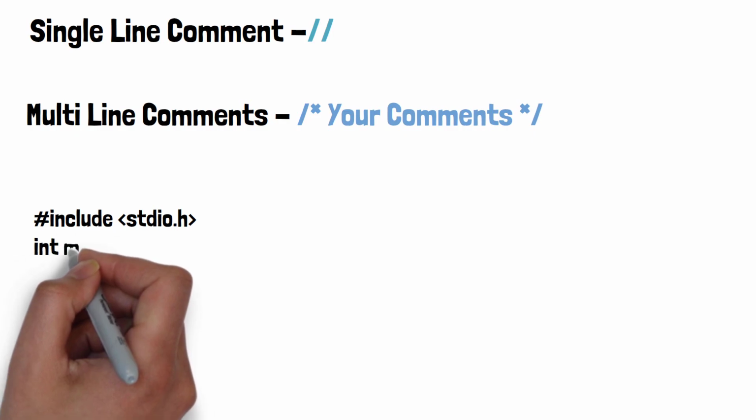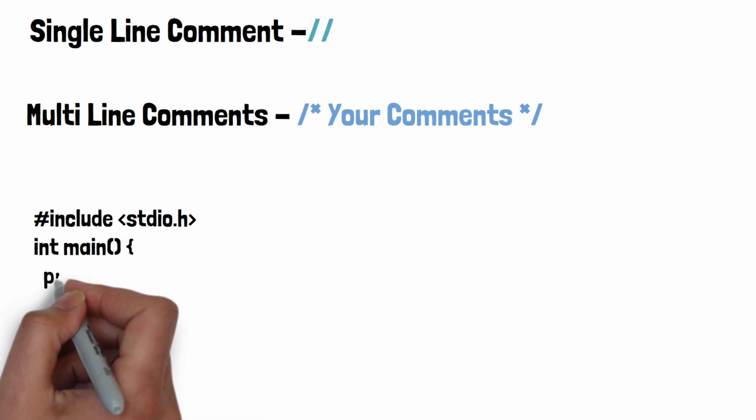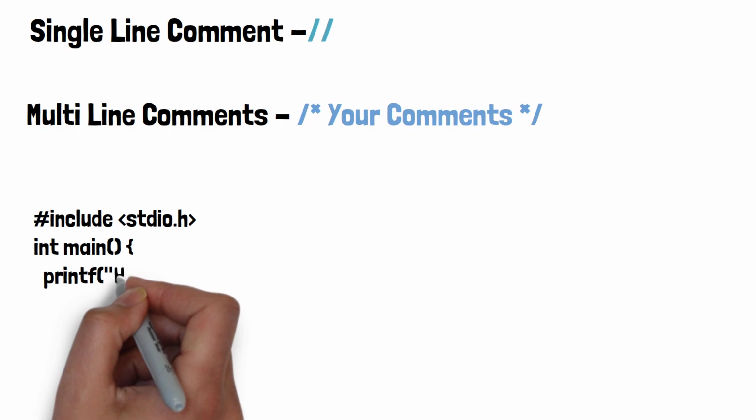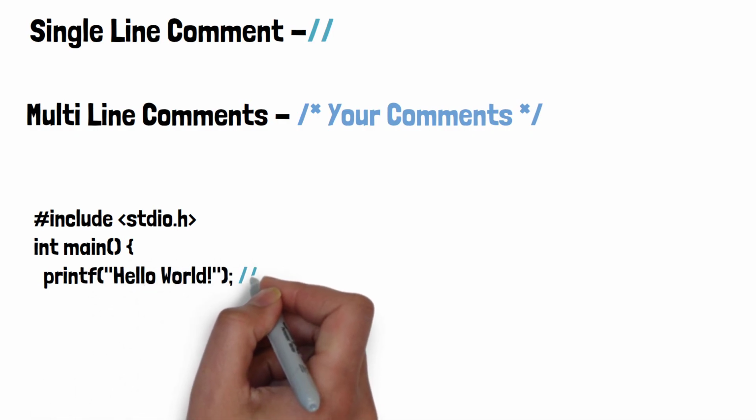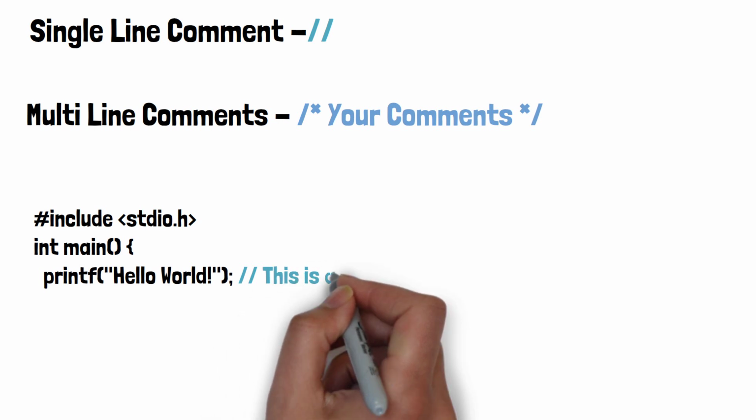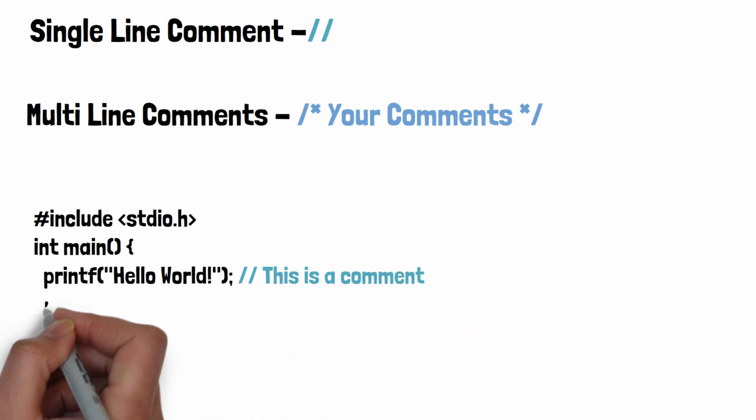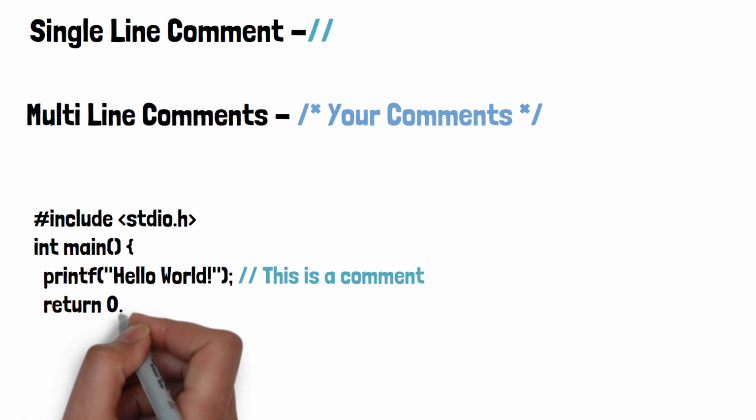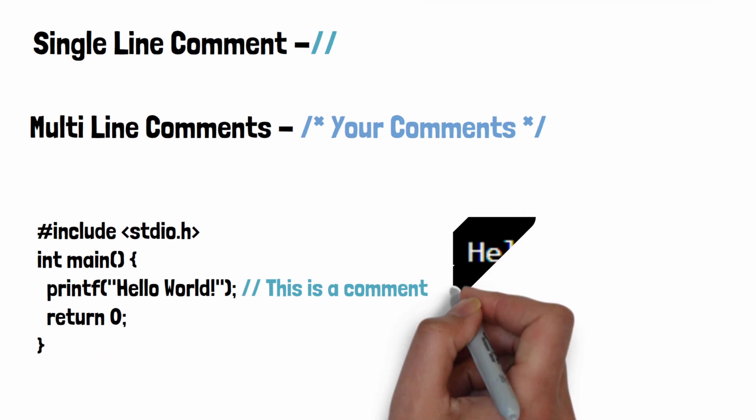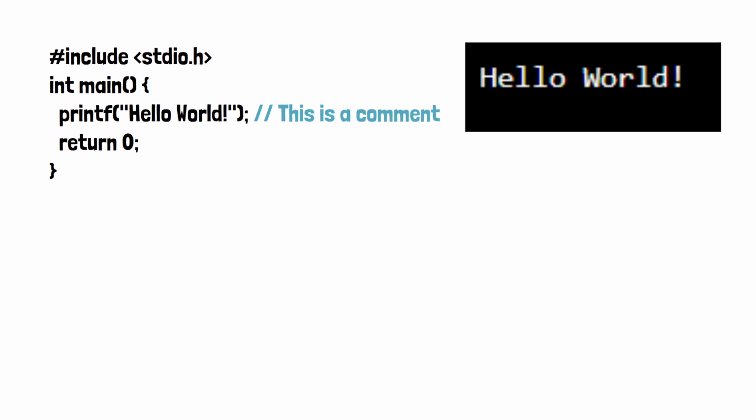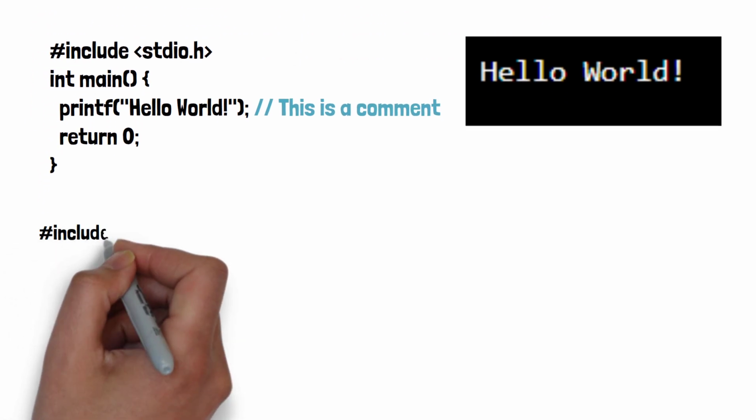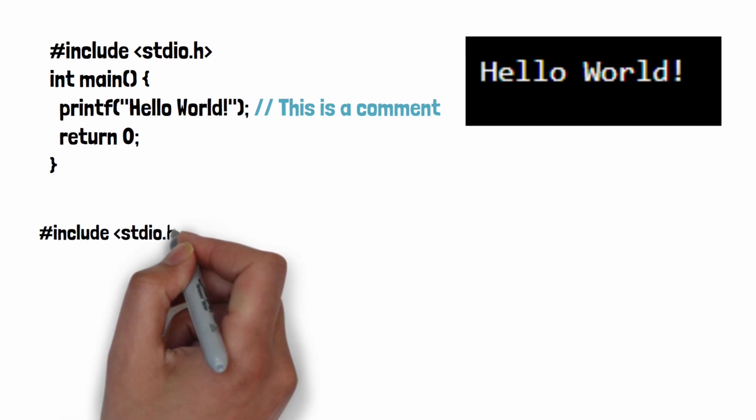Say this printf statement, I'm printing hello world. On the same line I'm writing this is a comment. Now when I run this code, you can see the code is running pretty much straight, it is printing hello world. This is the comment, it is not printing. Okay, now let us see the multi-line comments.